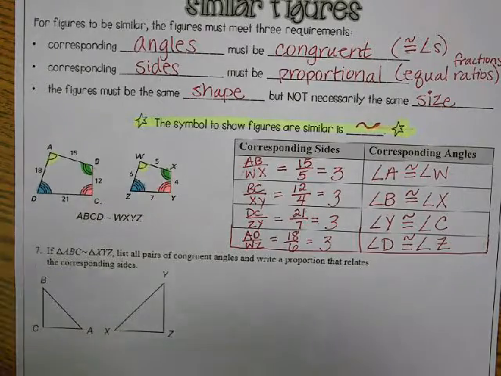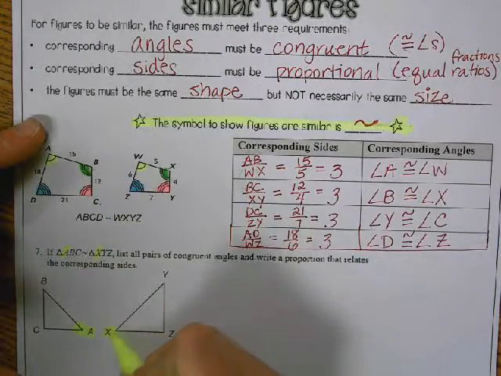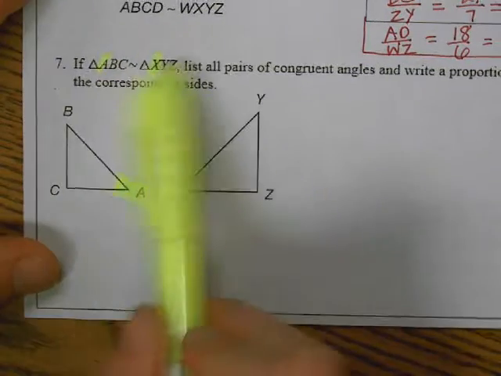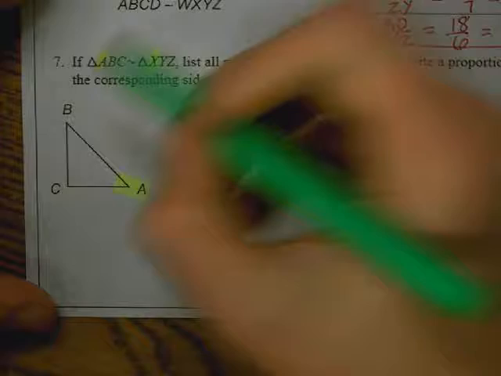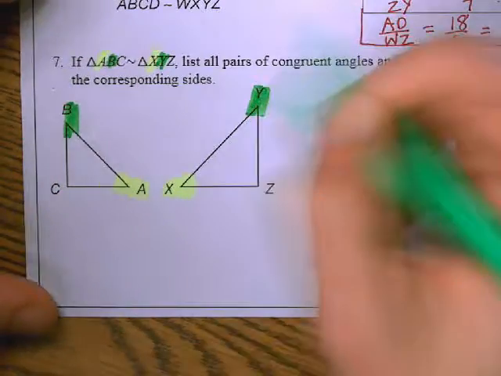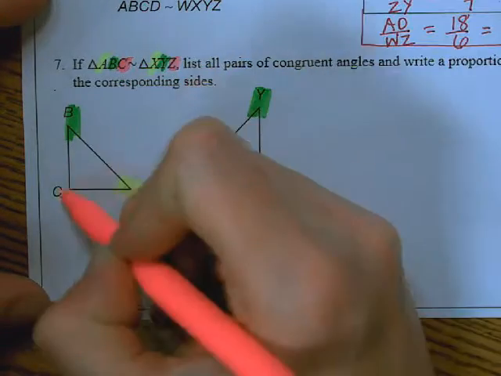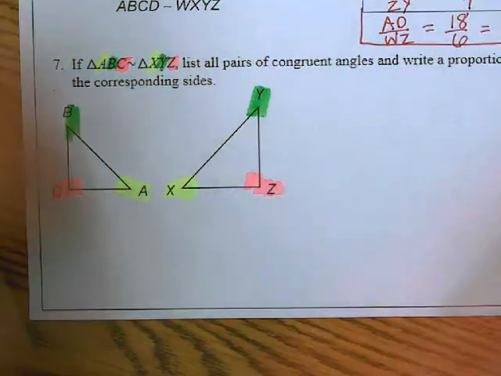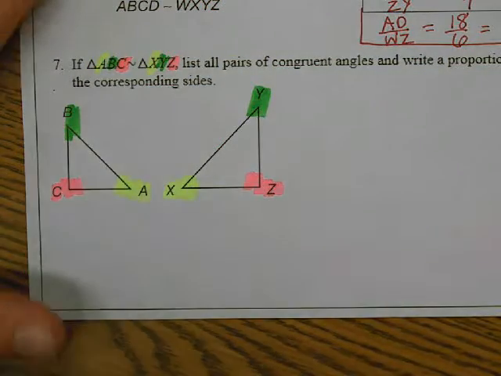And so what I would do here is take my highlighter and highlight A goes with X, so that means this angle goes with this angle. And I would mark them both on the problem up here and also on the actual picture so that I can keep track. Then it says B goes with Y, so I'm going to mark B goes with Y. And it also says that C goes with Z, so I'm going to mark C goes with Z. Okay? And so now it should be way easier to list our congruent angles.